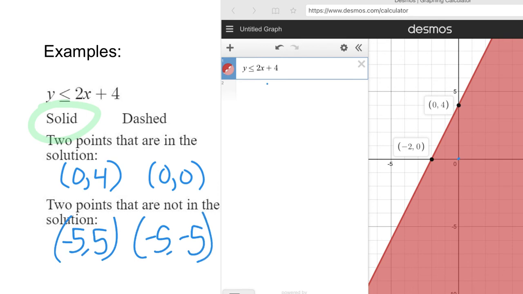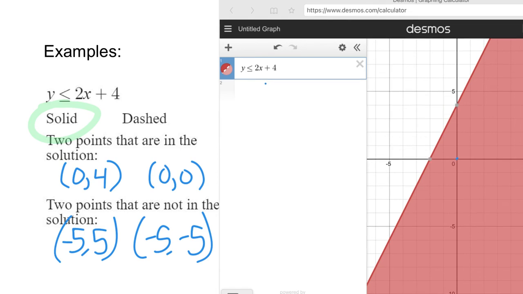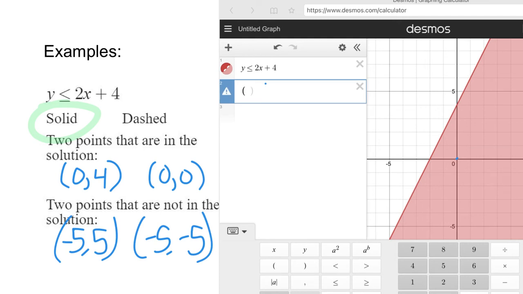Now, if you're not great with points, most of these questions are going to be multiple choice where they give you some points to look at. You can always just type your points in.